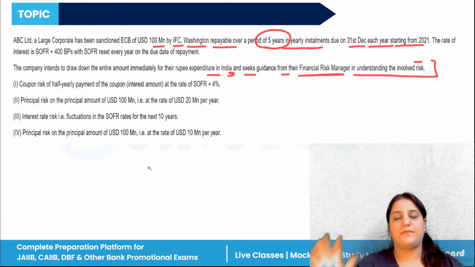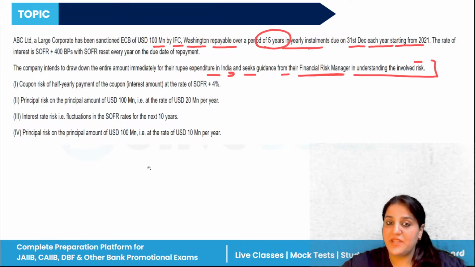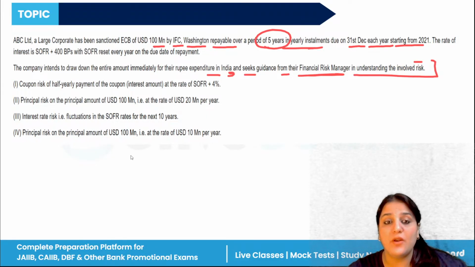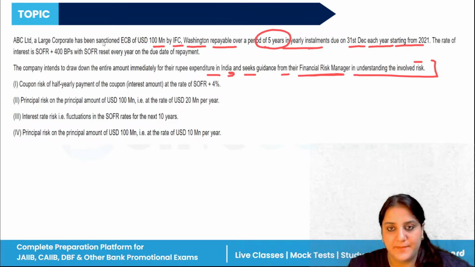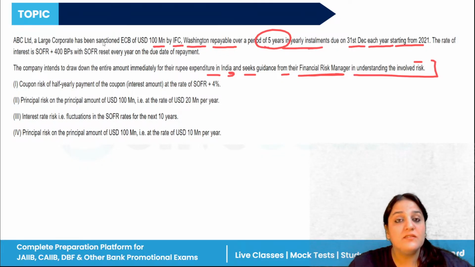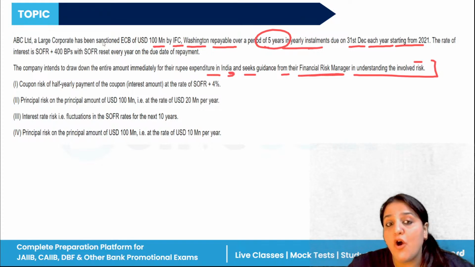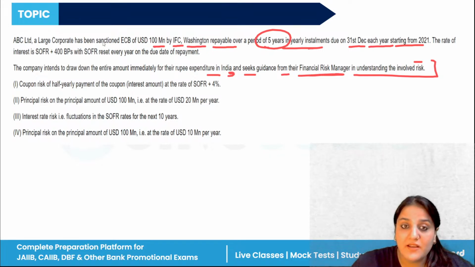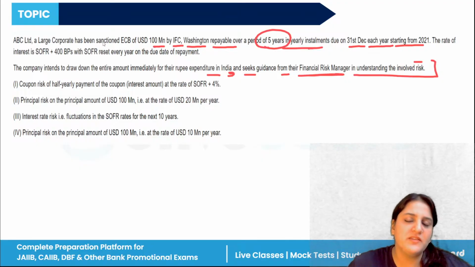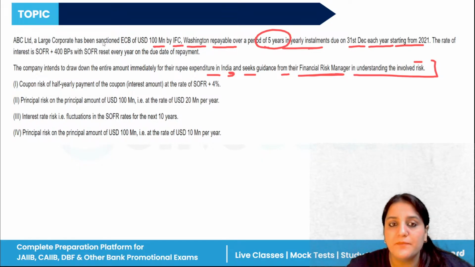See, the principal amount we know here is US dollar 100 million, at the rate of US dollar 20 million per year. So this risk can be mitigated only by principal swaps. This is nothing but a long term forward contract which is booked for the next 5 years, starting from the 31st of December 2014.